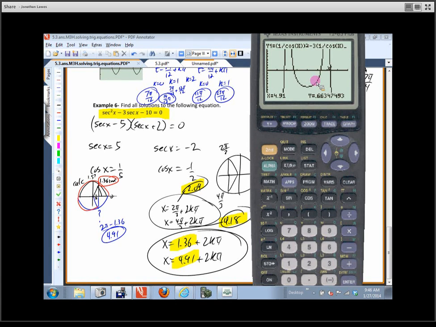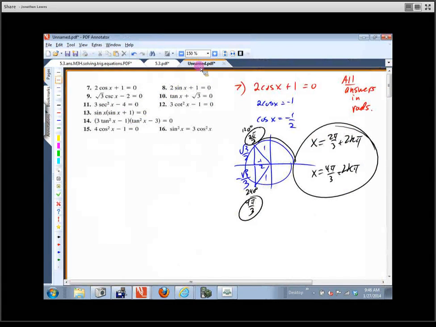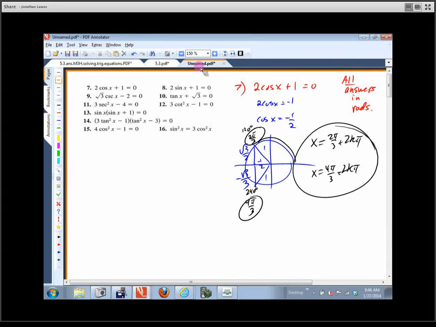Okay, really quickly, let's take a look at number 16. What did you do? Sine and the cosine on the same side. Okay. Eventually I got to tangent x equals root, or radical. Very good. Okay, everybody watch, please. Here's what you could do. Here's the quickest way to do it.